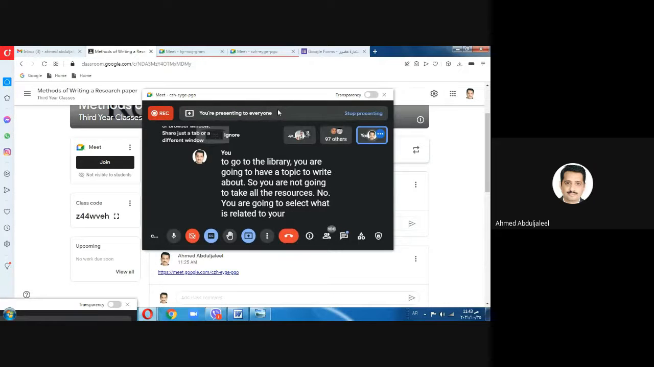This is one. Second, you are going to choose or select from the book that you are going to have from the library what is important and what is to be taken. You are not going to take a book from the first chapter to the last chapter. Of course, you are going to select certain chapters. So this is one of the benefits, that is, research paper will tell you how to select and what is the criteria of selection.